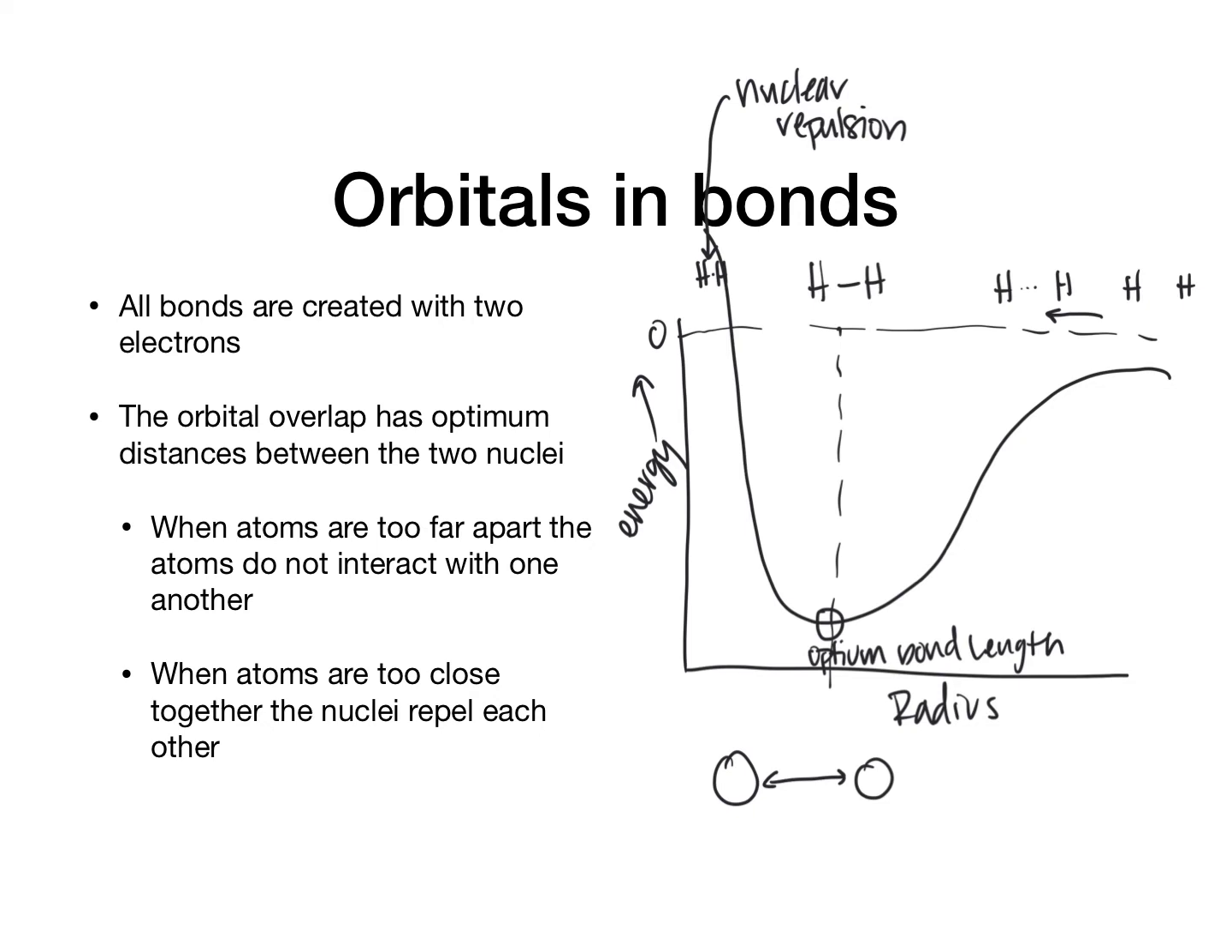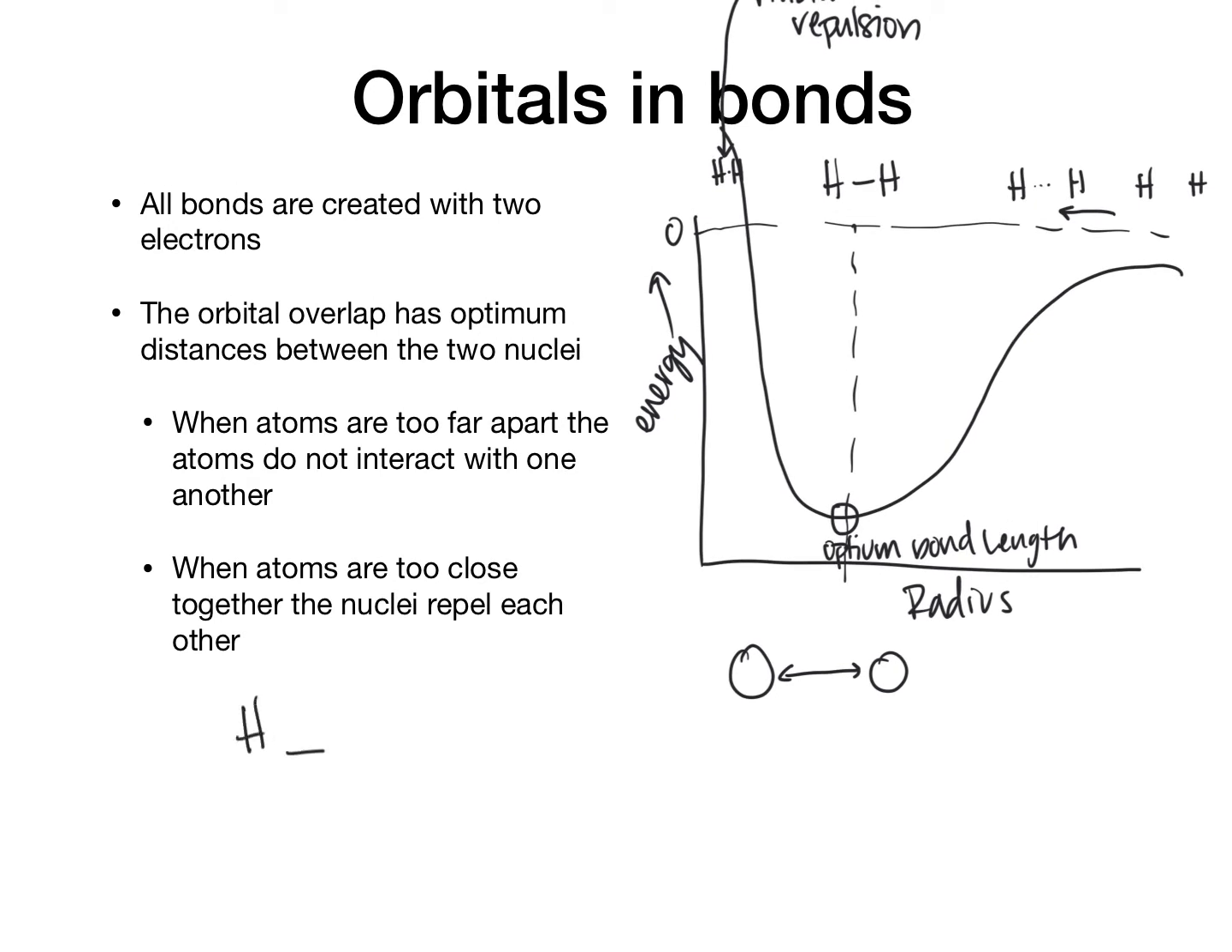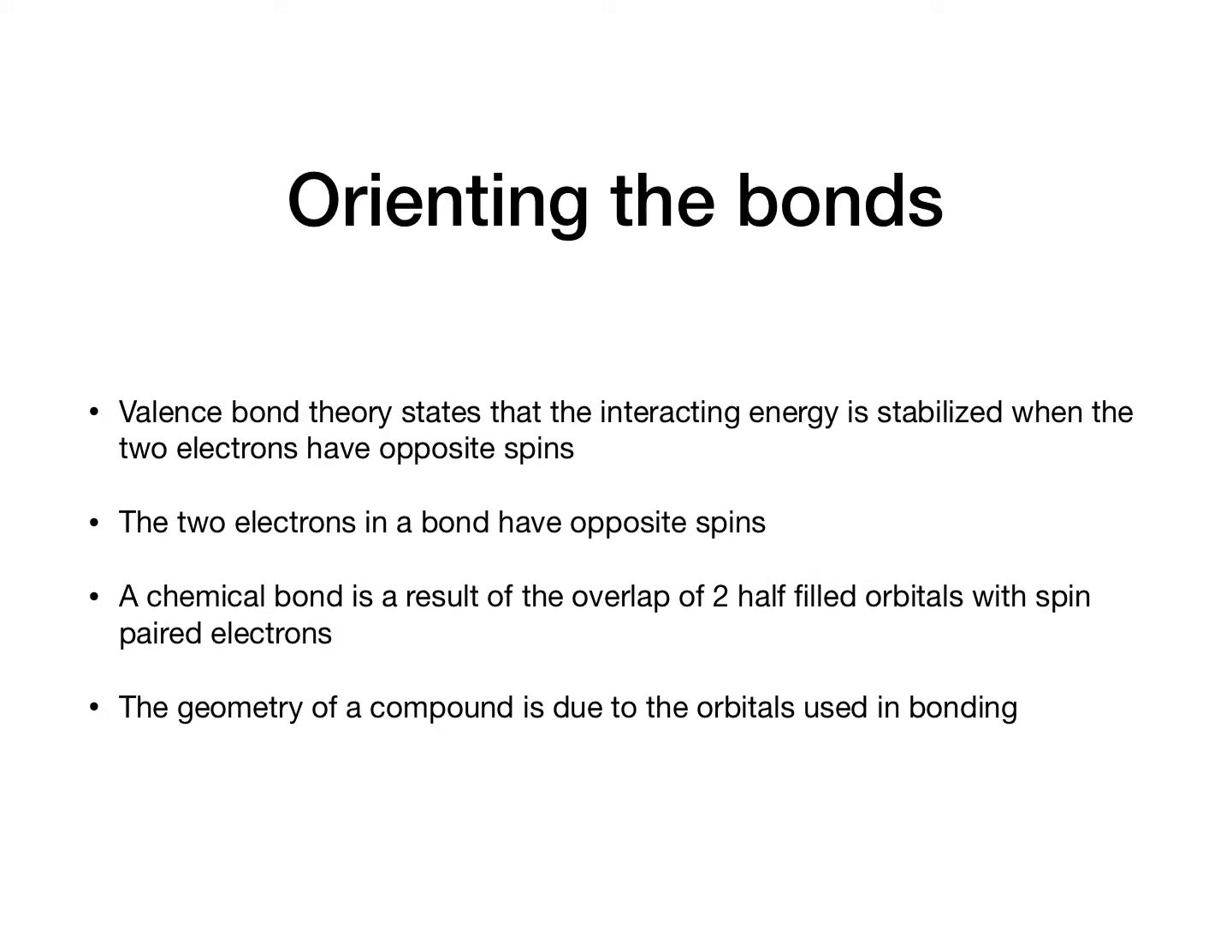It's important to note that hydrogen has a 1s electron, plus the other hydrogen with a 1s electron. To create this bond, these two atoms are both going to donate their 1s electron, so we can see the two electrons in a 1s orbital. As these come together, each atom contributes one electron. Valence bond theory states that the interacting energy is stabilized when the two electrons have opposite spins. And we saw that in the hydrogen-hydrogen bond, where the two electrons filled the 1s orbital completely.